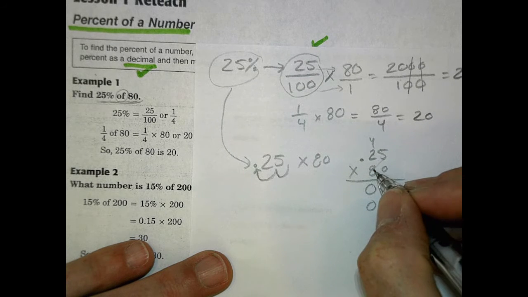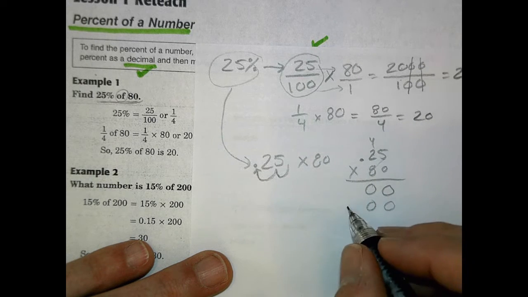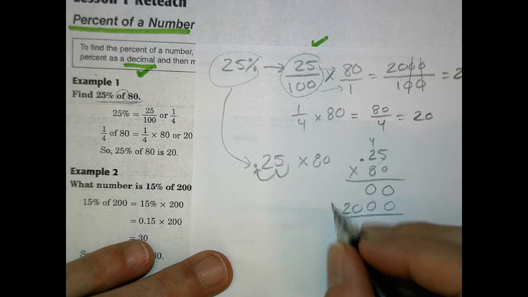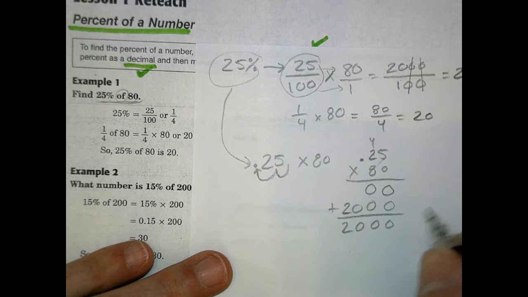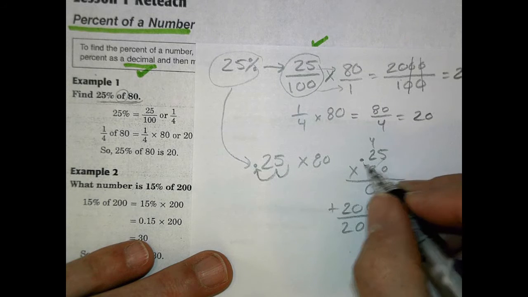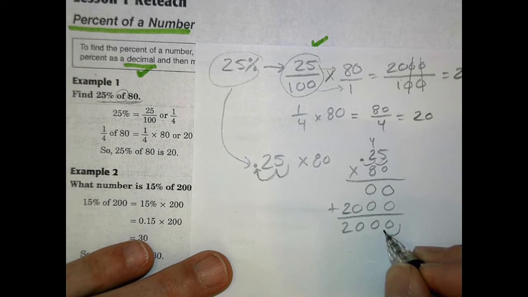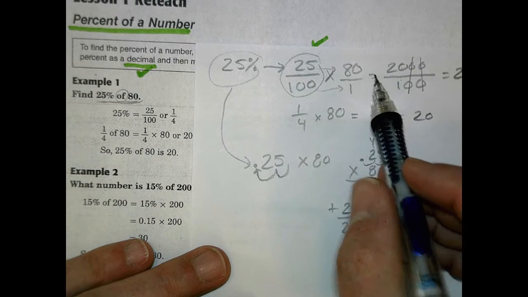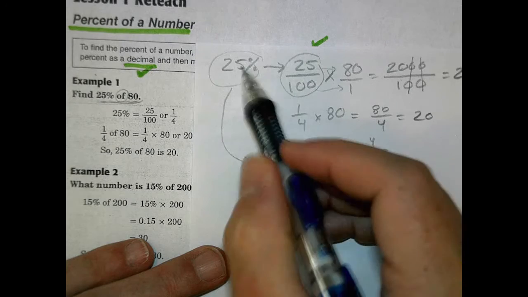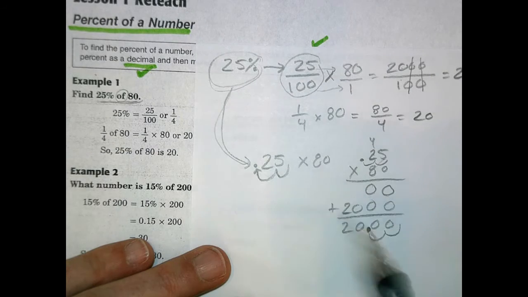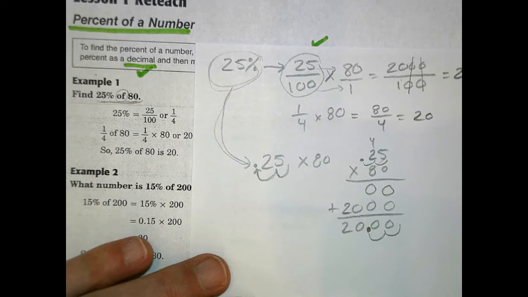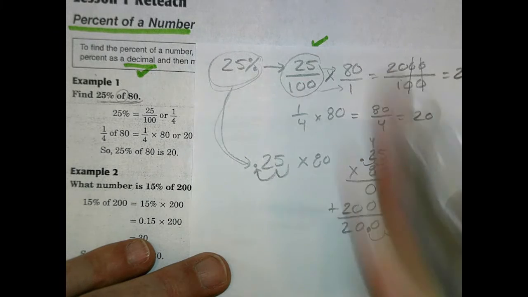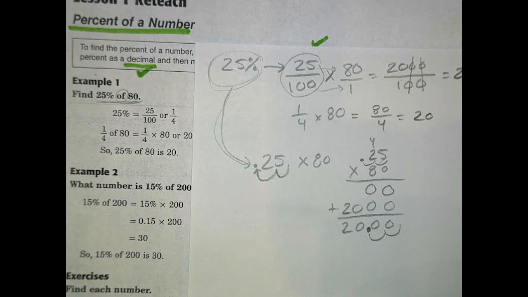8 times 2 is 16, plus 4 is 20. I add that up, and it looks like 2,000, but it's not. I gotta remember I have 2 behind the decimal, so I go 1, 2, and I'm back to 20. So 2 different ways of approaching it. You can do it with the fraction way, turn the percent into a fraction, or you could turn the percent into a decimal. Depends on which one's more convenient for you, which one you like to do, but you want to be comfortable with both methods there.